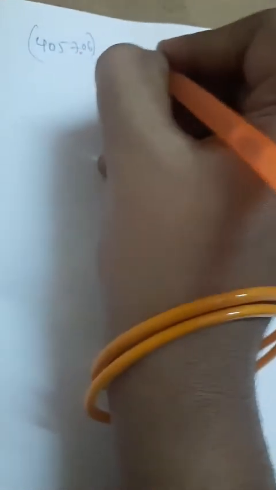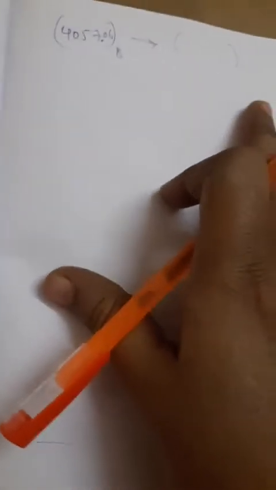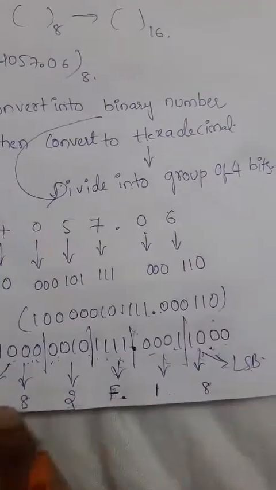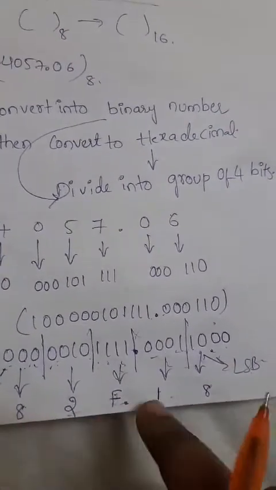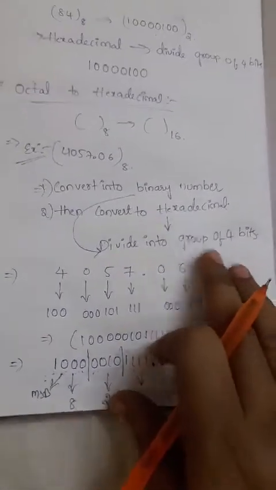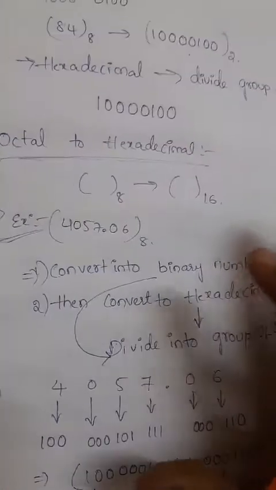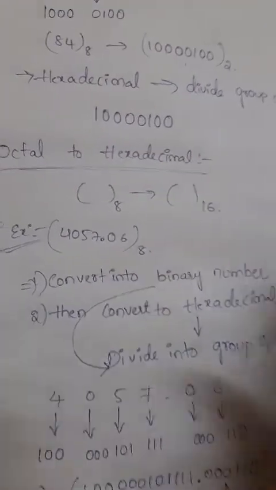So the octal number 4057.06 is converted to the hexadecimal number 8 2 F.18. Just check it: the fractional part comes after the F, 82F.18. This is the process to convert octal to hexadecimal. Tomorrow we'll discuss the last conversion, hexadecimal to the other base conversions. Okay, thank you.